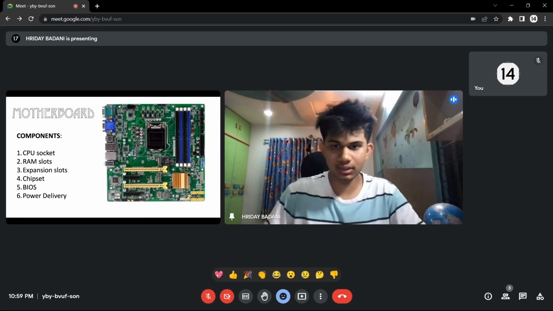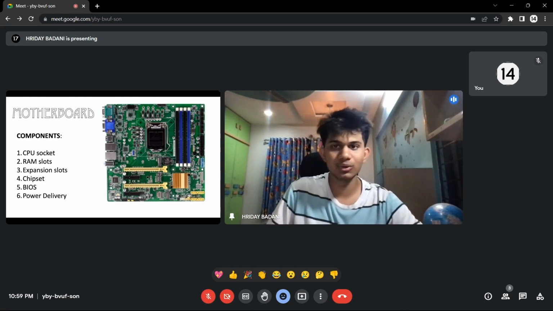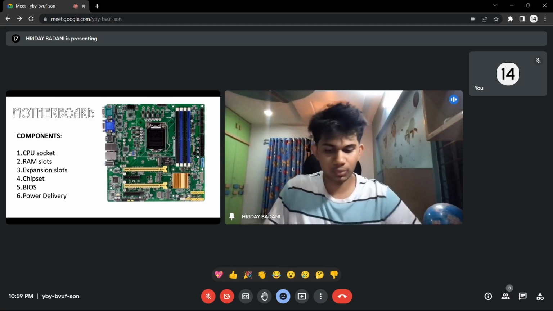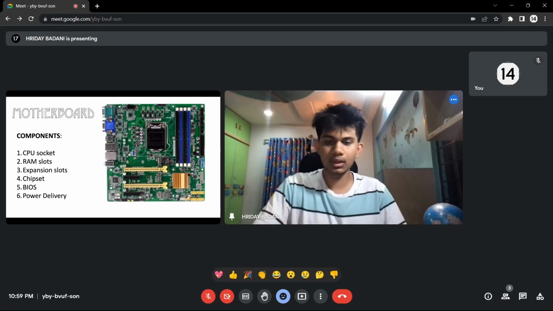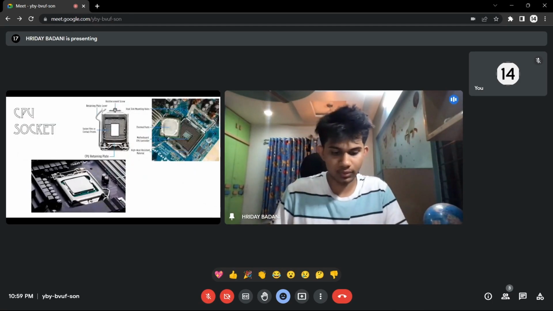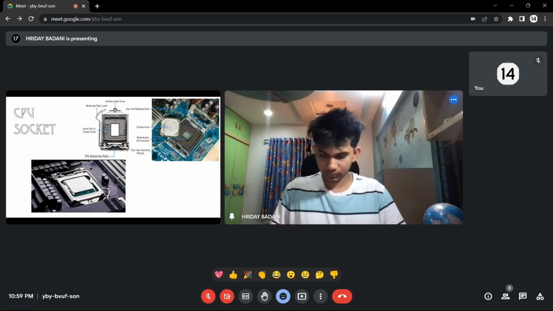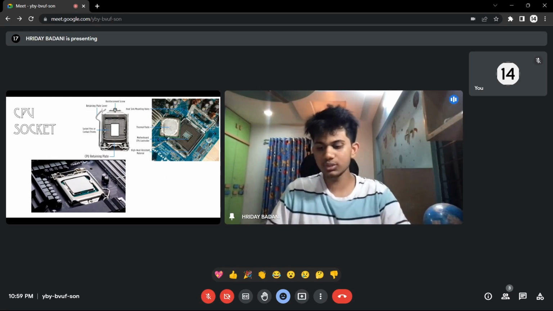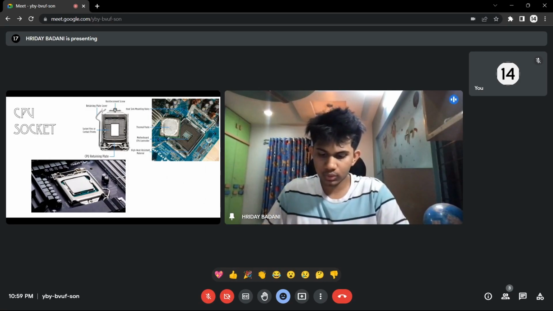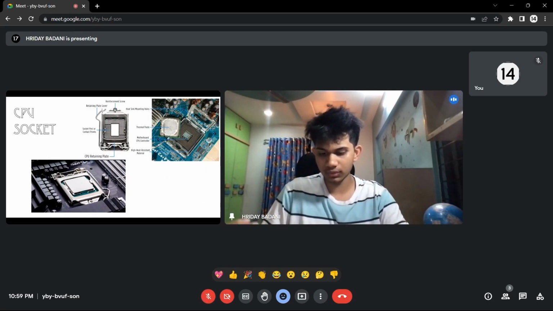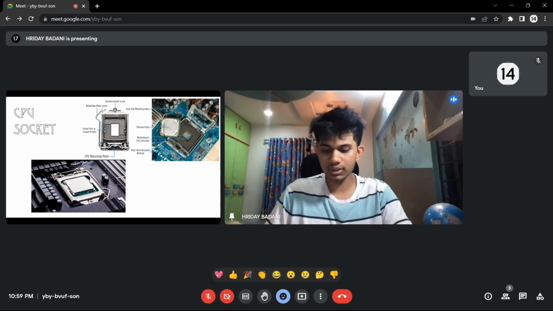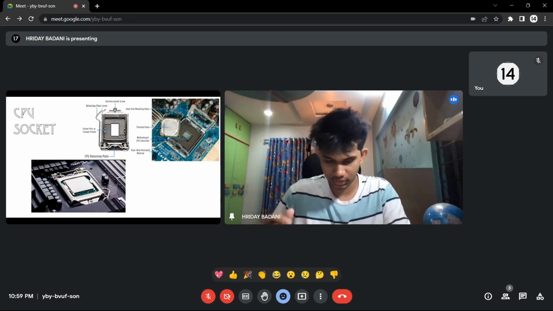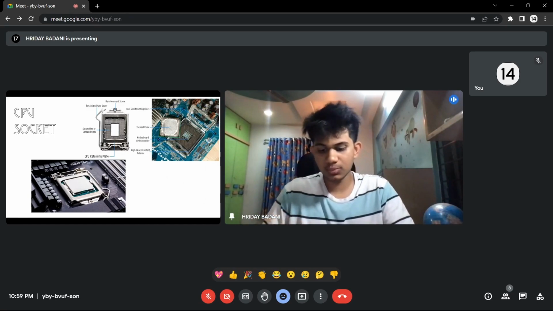So my name is Hriday Barani, roll number 17, and I'm the group leader, and I'll be explaining the CPU socket part of the motherboard. So first off, what is a CPU socket? CPU socket is a slot which holds the CPU in place. CPU is the primary processing unit of the computer, and which also does the executing information and performing tasks or calculations. Where is the CPU socket present?